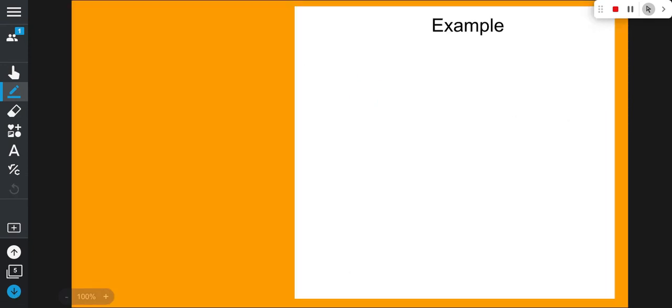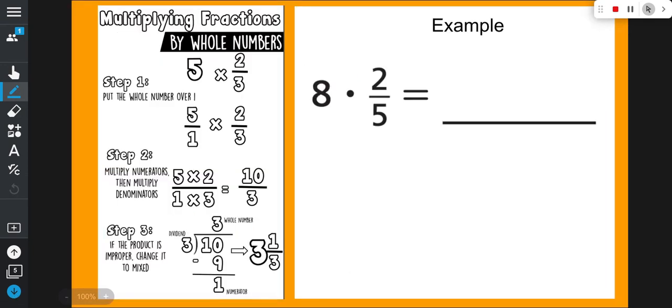Going to our next type of problem. This one did not show up on your note sheet, so you're going to want to pause this video and take some notes in your notebook. Multiplying fractions by whole numbers.